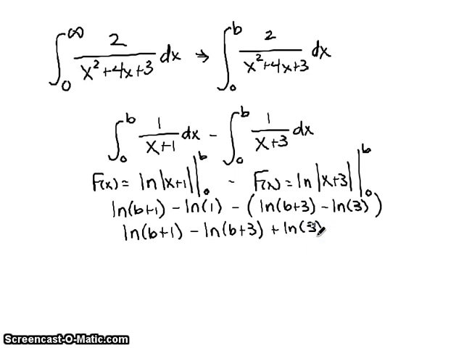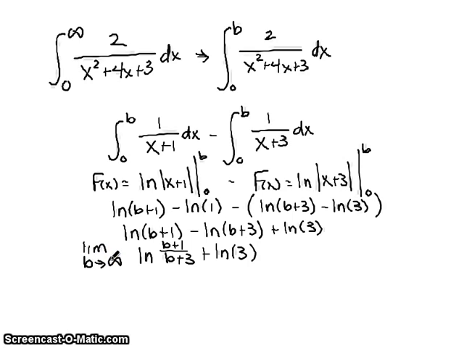Since our first two terms have a b in them, we can combine those two terms and make it the natural log of b plus 1 divided by b plus 3 plus the natural log of 3. So that would be our integral in terms of 0 to b. But remember, our original problem said we need to go to infinity. So we need to now take the limit as b goes to infinity of natural log of b plus 1 over b plus 3 plus the natural log of 3.